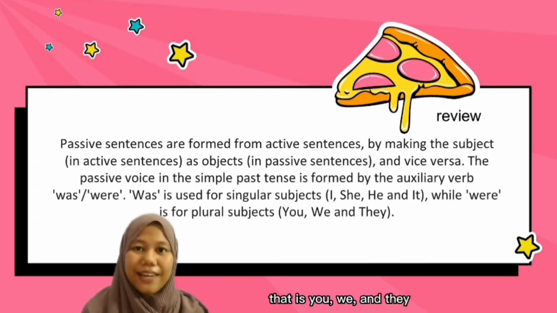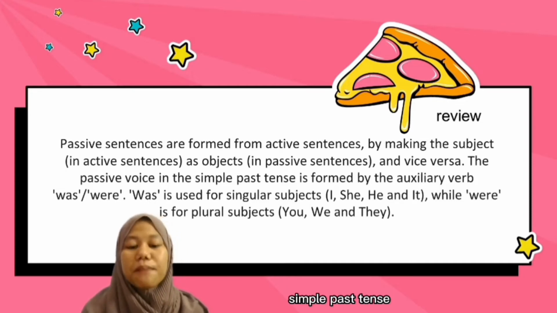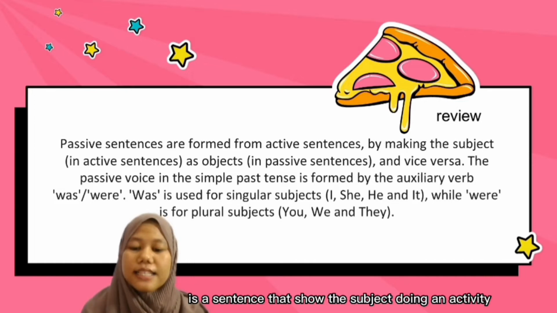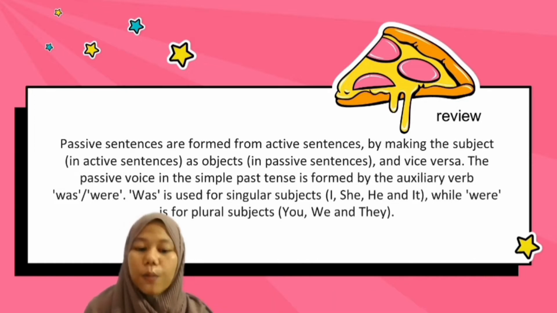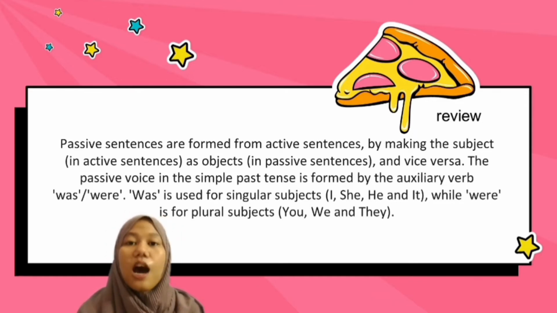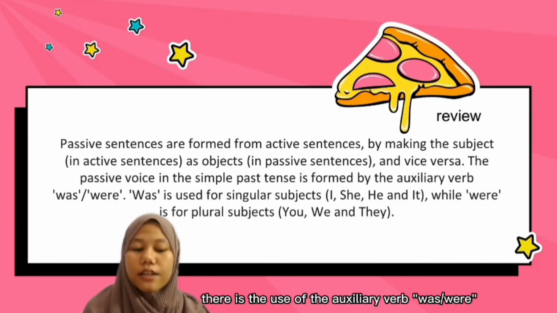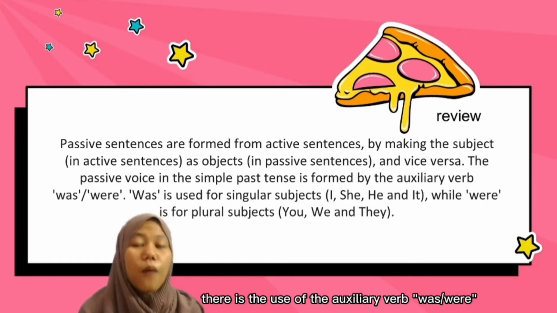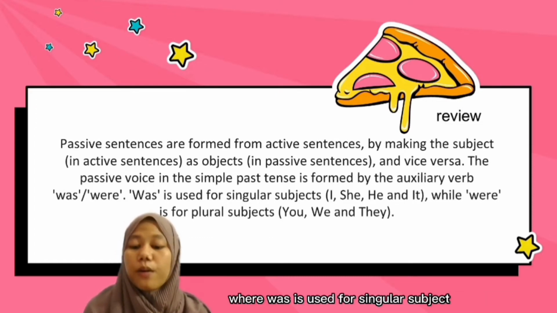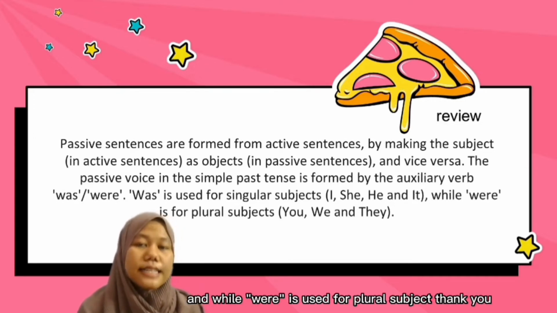you, we, and they. So it can be concluded that passive voice simple past tense is a sentence that shows the subject doing an activity where the incident was carried out in the past, which in the passive voice simple past tense there is the use of the auxiliary verb was or were, where was is used for singular subjects and while were is used for plural subjects.